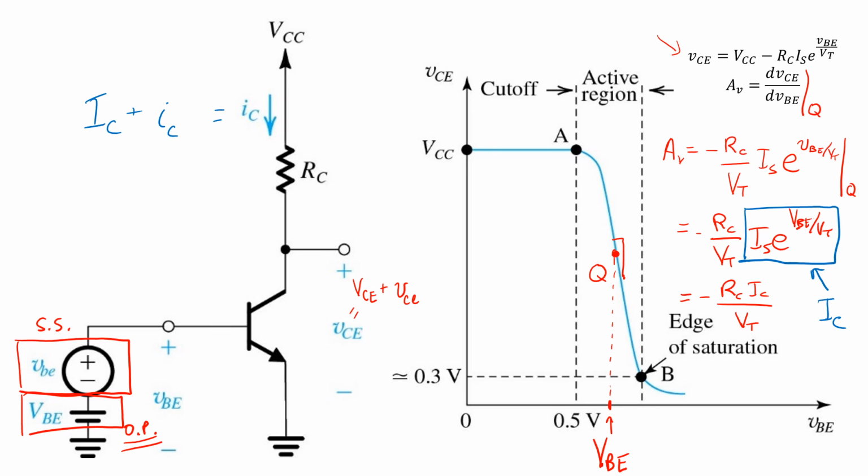Again, a key point here is to ensure that the collector current is not so large that the voltage drop across RC compresses VCE all the way down into saturation, and doesn't push it beyond this point B here. If it does, then these relationships no longer hold and the curve starts to flatten and we get much less gain.